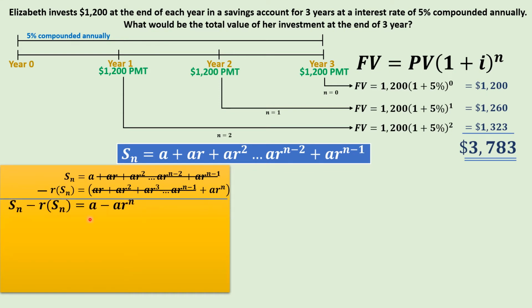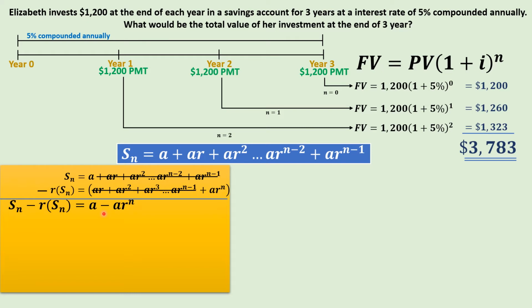And if we simplify that and write what we're left with, we get S sub n minus R, which is your common ratio, multiplied by your S sub n, is equal to your start term minus your start term multiplied by your common ratio to the power of n. That's what you're left with.